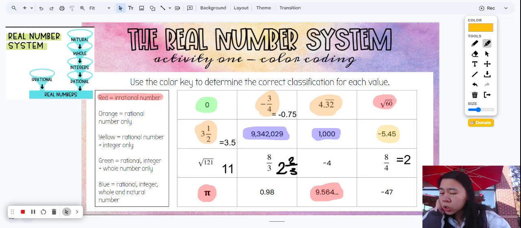Square root of 121, which is really 11. Okay, that's an integer, I know. That's a whole number because it's positive. It includes 0, and it's a natural counting number. A little kid can count to 11. So that one's going to be blue. It's all of them.